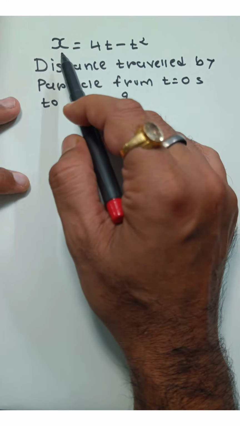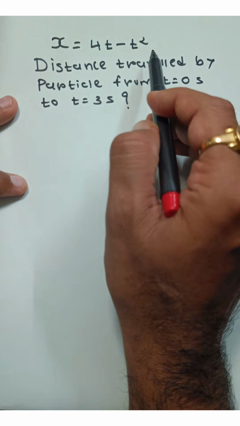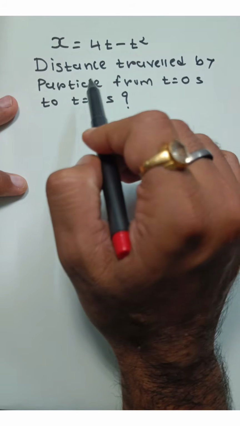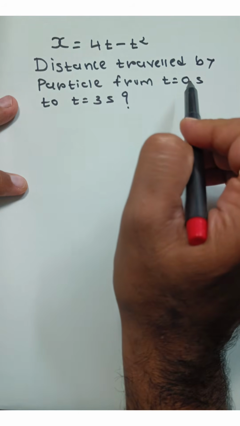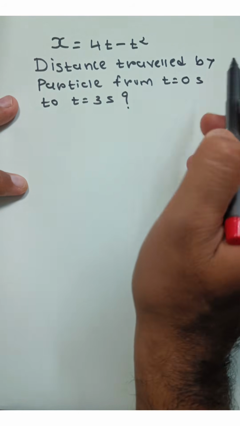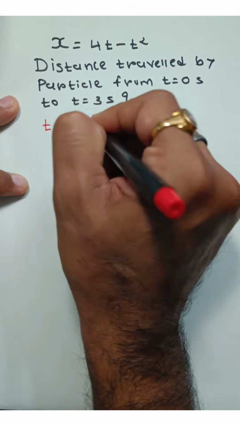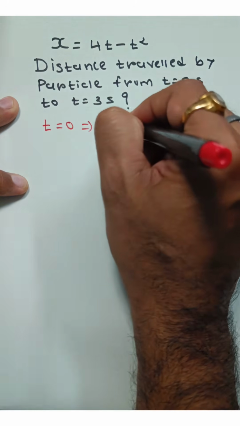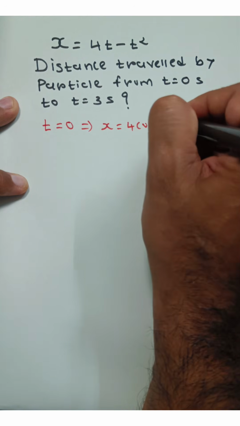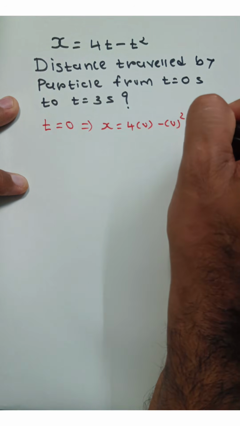Position of a particle is given by x = 4t - t², then find the distance traveled by the particle from t = 0 second to t = 3 second. Now when time is 0, then x = 4 × 0 - 0². So x = 0.